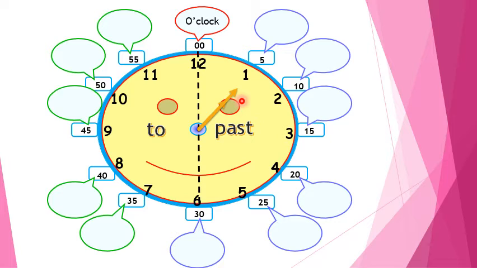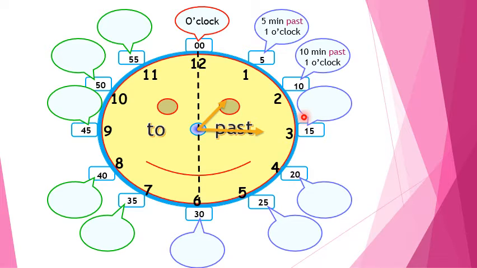But how do we actually read it? It's called 5 past 1 o'clock, or 5 past 1 as a shortcut. So this is called the past part. This means 5 minutes after 1 o'clock. And if the long arm is on 2, this represents 10 minutes, so it's 10 past 1 o'clock. If the long arm is on 3, it's 15 minutes past 1 o'clock, you would say.